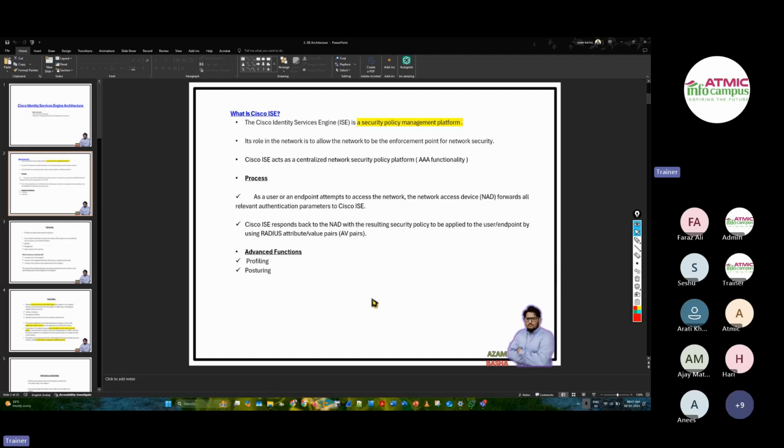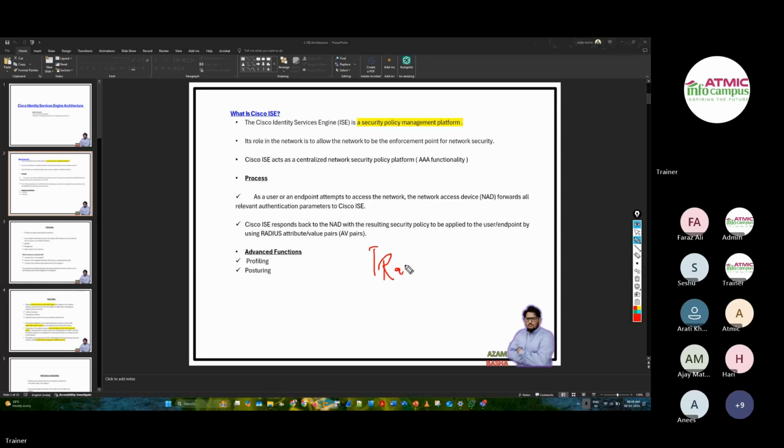ICE is a security management platform. When I say ICE is a security management platform, in traditional networking, what were the security devices that were authenticating pre-ICE, or before ICE? Anyone can answer. Before ICE, RADIUS and TACACS.